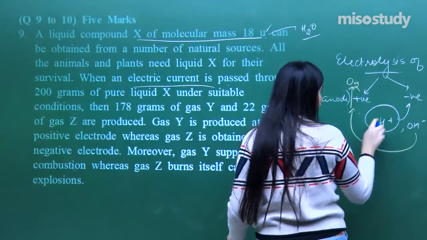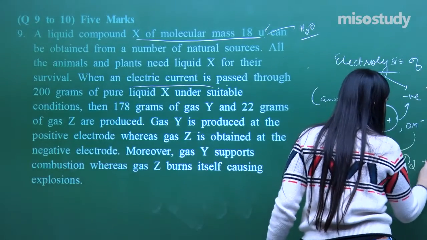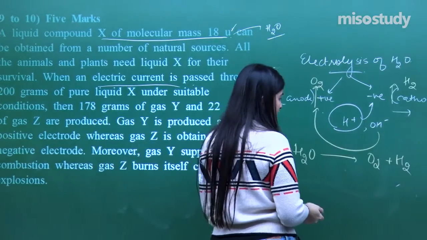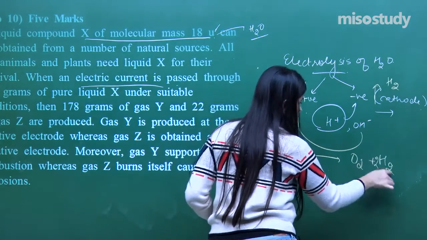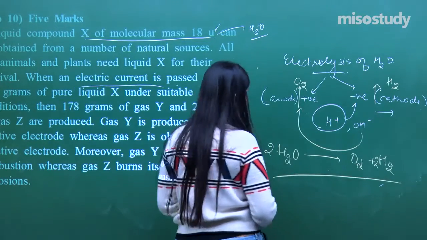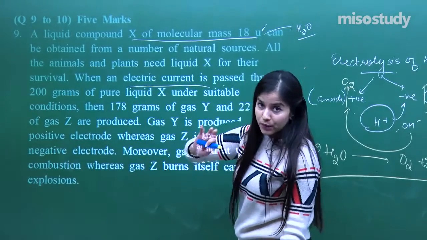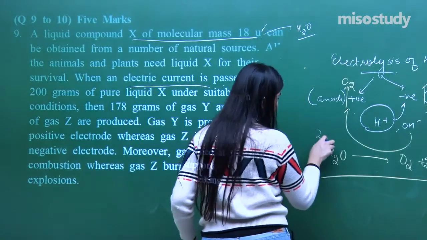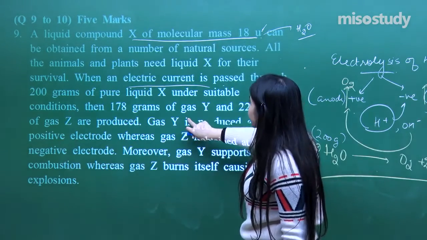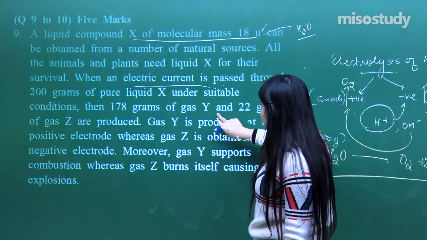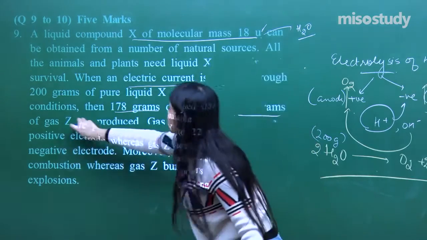Fine. So what is basically the reaction happening? Reaction is somewhat like this. What I can just do is twice and twice. We have balanced the entire equation as well. Now, current is passed through 200 grams of liquid X. So they have taken 200 grams of it. Then 178 grams of Y is produced, and 22 grams is Z.